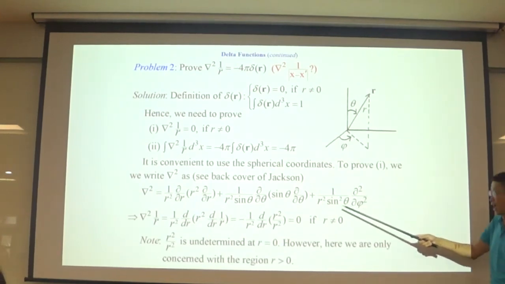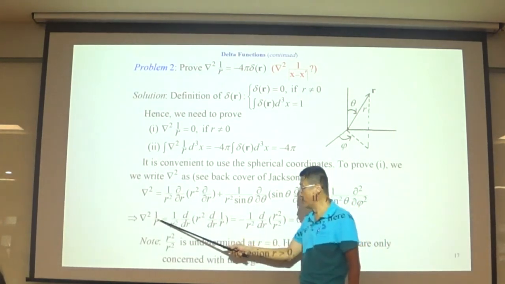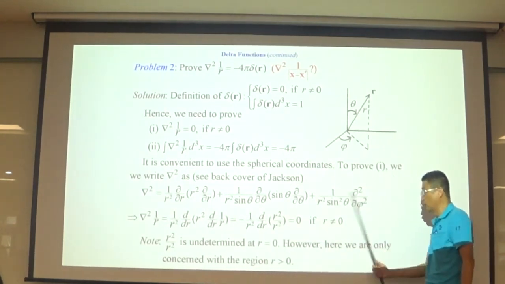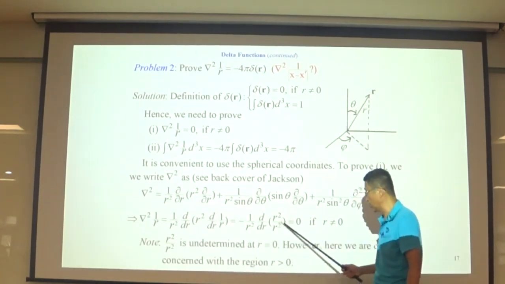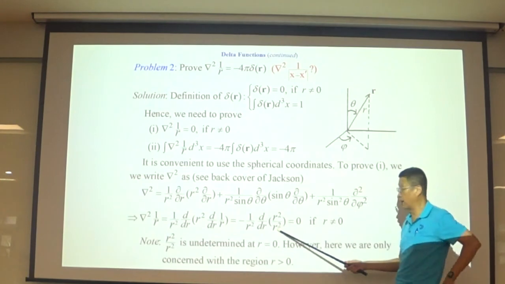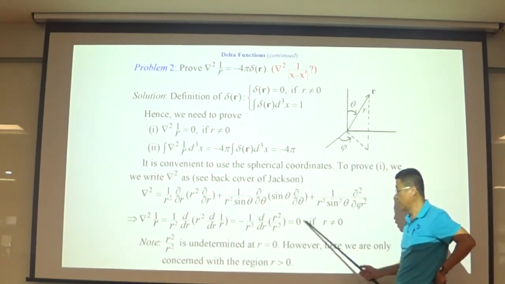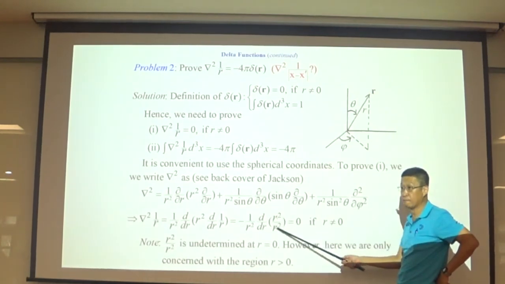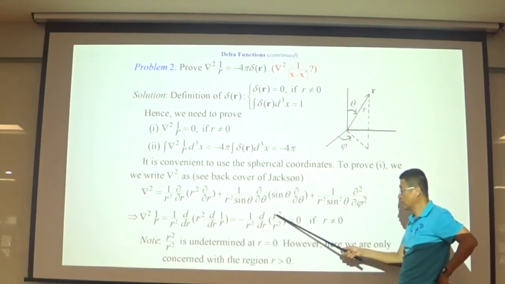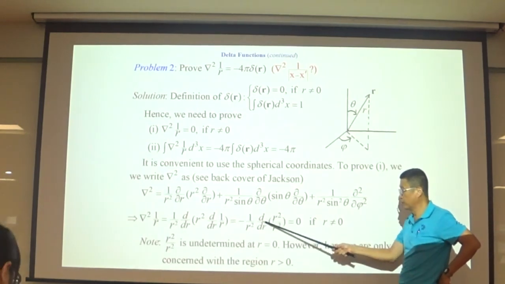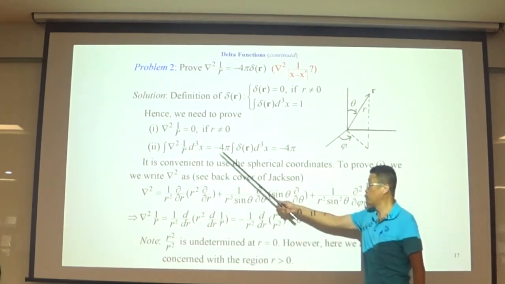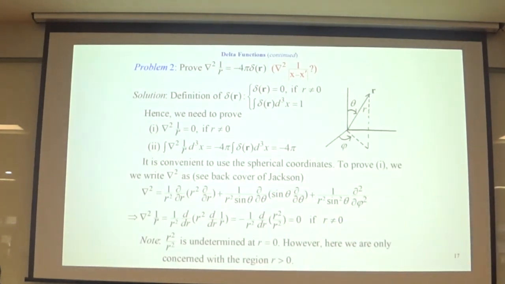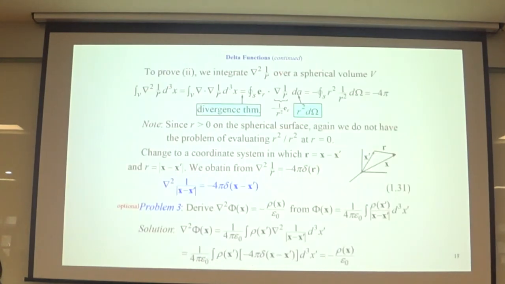Laplacian of 1 over r, no contribution. Only this term survives. For 1 over r, this gives us r squared over r squared, which is 1 if r is not 0. Something over something is 1. Makes sense? So we prove the first condition. The second condition is here.